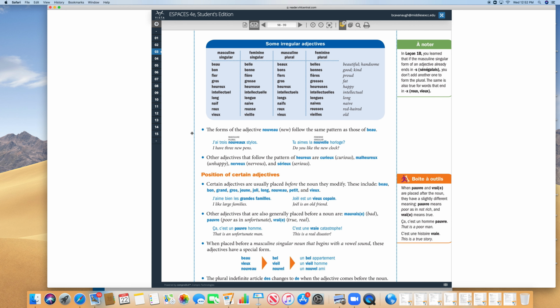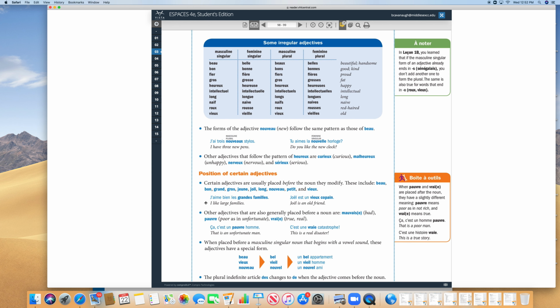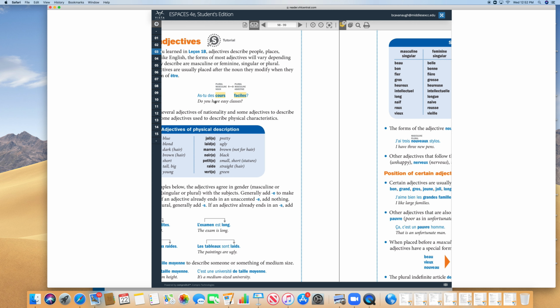Nouveau is just like beau. Heureux is going to have other ones that follow that pattern, like curieux, curieuse, malheureux, malheureuse. So you have these. And here's the big exception over here. Some adjectives. Remember how I told you adjectives follow the noun. Cours facile. Guess what? Most adjectives do that.